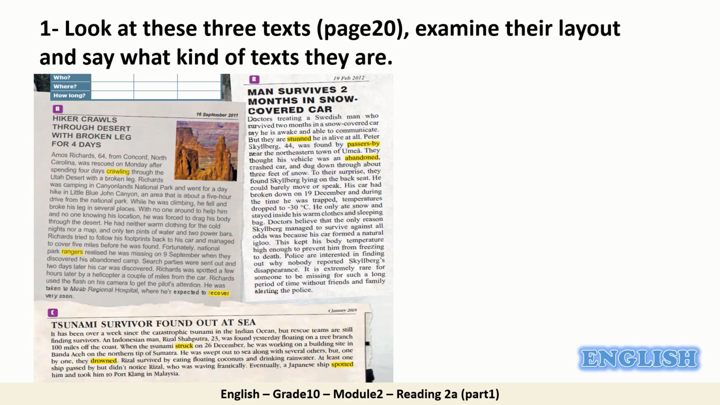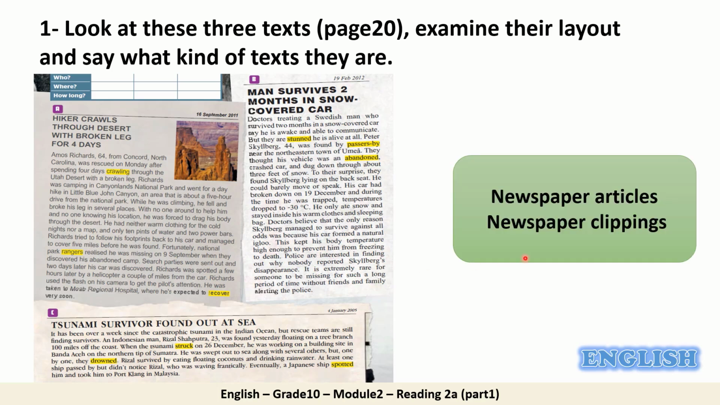Look at these 3 texts, page 20. Examine their layout and say what kind of text they are. You have text A, text B, and text C. Now pause the video to do the activity. Let's check your answers. Excellent. Yes, they are newspaper articles or newspaper clippings. We say clippings because they are cut out of a newspaper, as you can see.